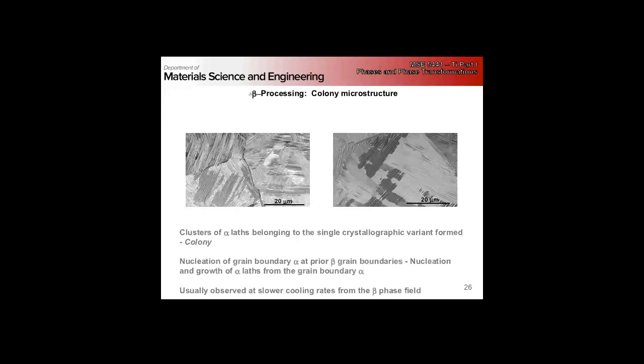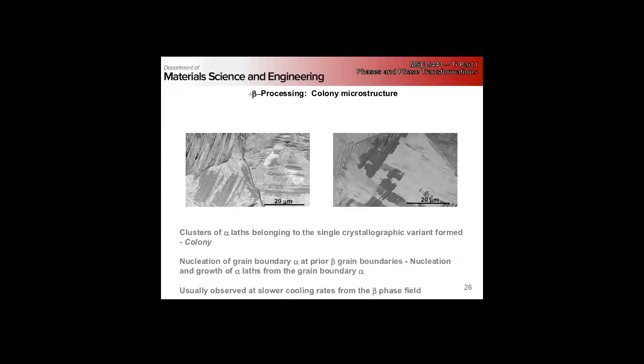beta, right? Would packet be an accurate description of it? Like packets? So they're, yeah, but we don't use that terminology, right? You typically just say a colony, right? But conceptually the same, except in a packet you've got 6 different potential variants. Here we're thinking of a single variant, right? You've got fewer variants in this transformation than in the martensite transformation for steels, right? So if you slow cool, you get these nice parallel plates.